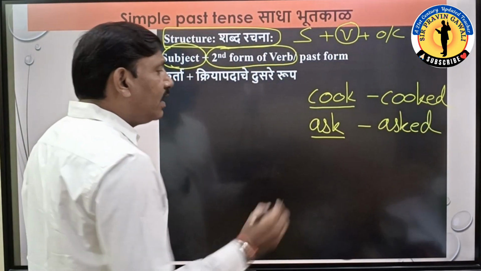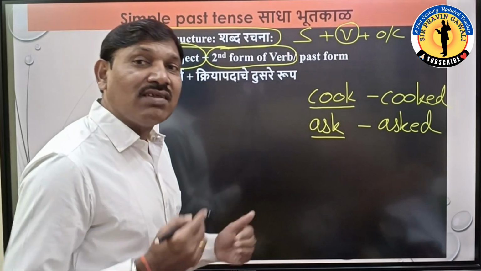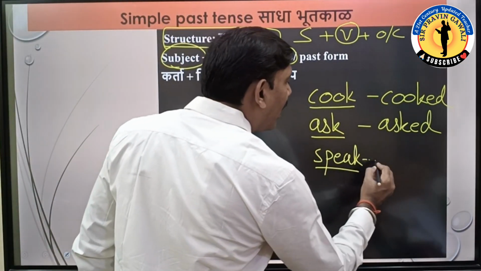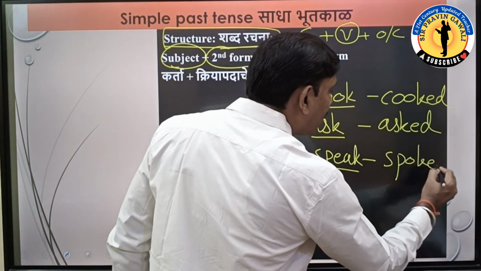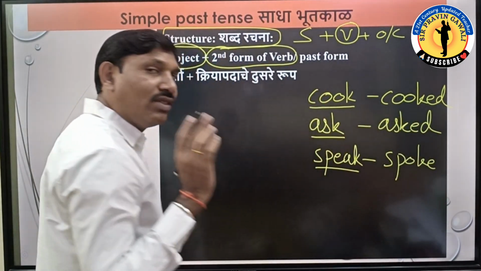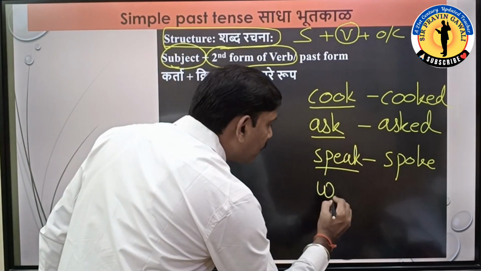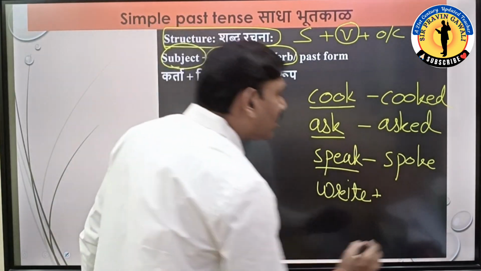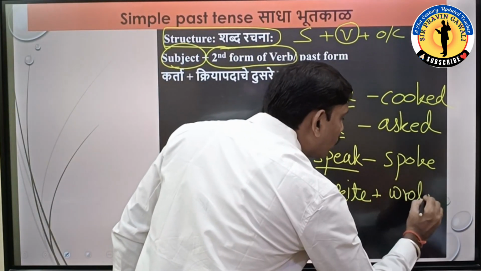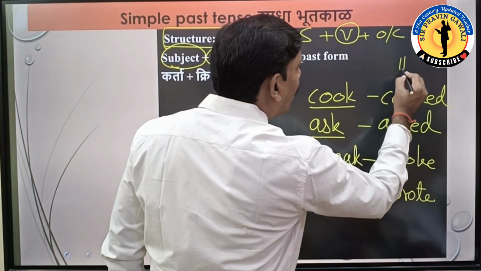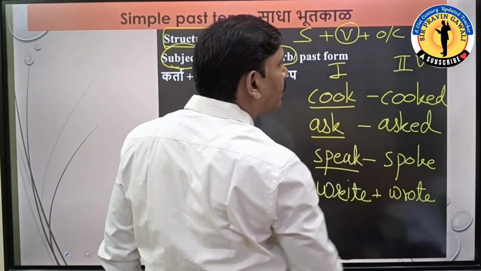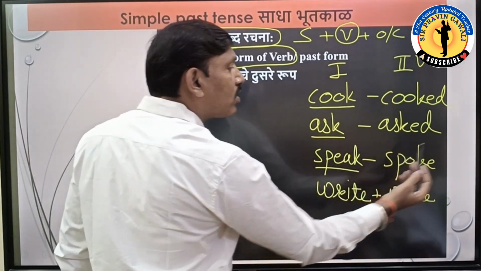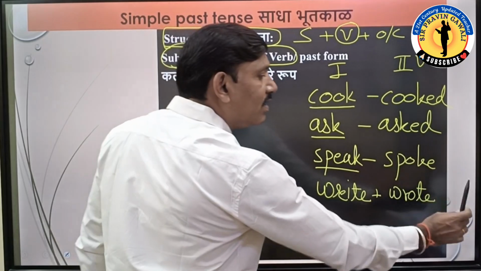Okay, students, understood? Now, again, some exceptions are there. For example, speak is the root form of the verb and spoke; here we do not add ed to it. So this is an exception. Again, write. Here we will not add ed to it, but the past form of it is wrote. So this is the second form of the verb. This is the first form of the verb. The third form will be different. For example, cook, cook, cooked. Ask, ask, asked. Speak, spoke, spoken will be the third form. Write, wrote, written will be the third form.